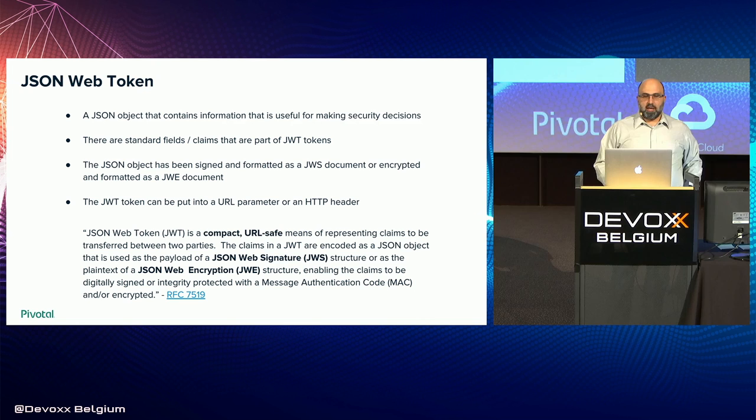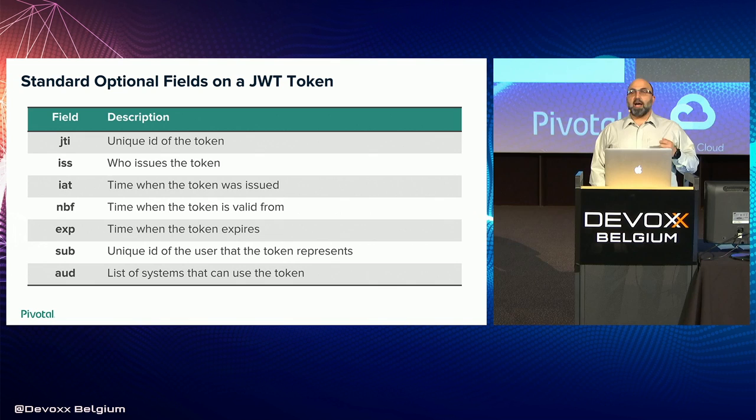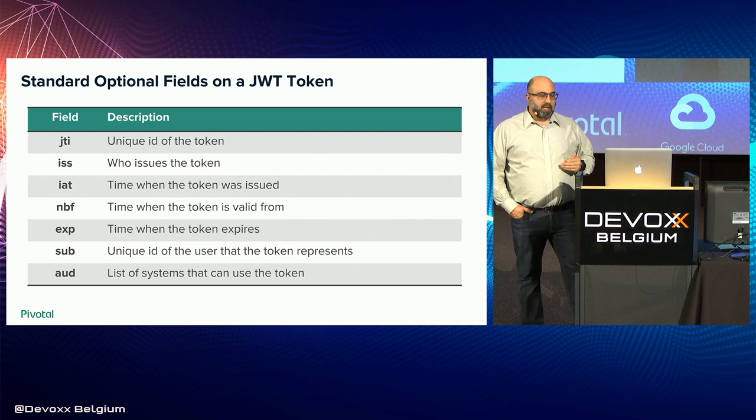It also basically says, great, if I'm exchanging these types of tokens, there might be certain standard fields I want to include. Maybe I want to indicate the ID of the token. That's typically called, the field is called JTI. I might want to say what time the token was issued, which is called IAT, or ISS, who issued the token, the URL of the server, or NBF. This is a token that's not valid right now. It's going to be valid at a future time. At what point does this token become valid? EXP, what time does the token expire? Sub, which is the unique ID of the user that represents this token. So it's like the user ID, basically.